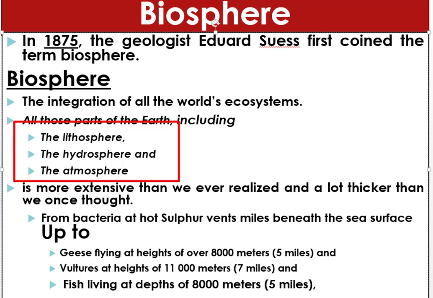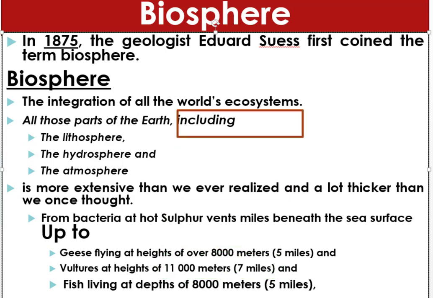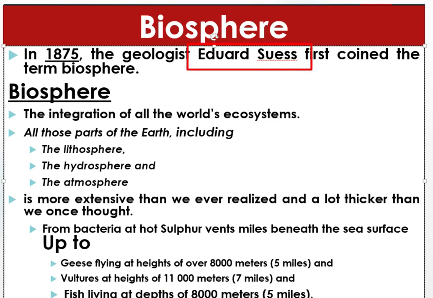Ecosphere is more extensive than we ever realized and a lot thicker than we once thought, which means it ranges from the deepest layers of the ocean, from sulfur vents, to the highest layers of the atmosphere, about 11 kilometers high, where vultures can fly. The name biosphere was coined by a great geologist, Edward Suess, in 1875.